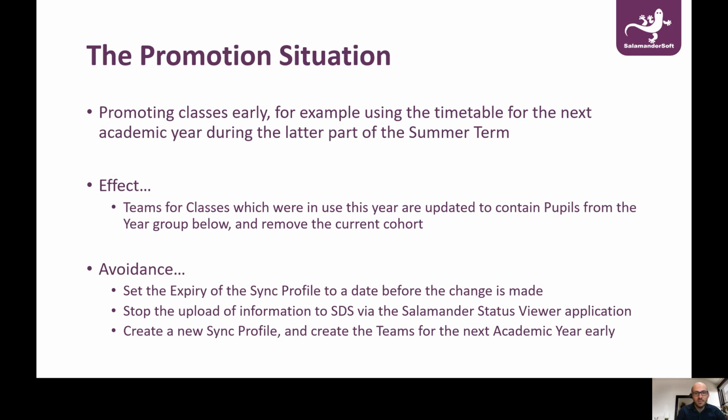The second situation you may face is if you need to promote your classes early. So you're going to teach your next year's timetable at the end of the summer term. The effect here is that you can get teams being confused. The teams for the classes for this academic year are confused with the teams for the classes for the next academic year. So your Year 7 classes may be empty. Your Year 8 teams have the Year 7s within them, the Year 9 teams have the Year 8s within them, and so on.